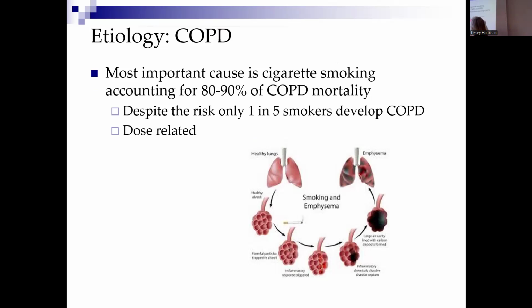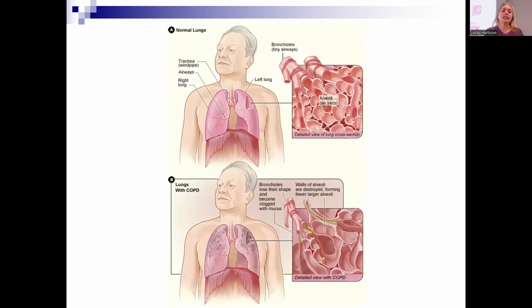And this kind of just shows some of the damage. You can't read it, but basically it destroys the alveoli. We don't really talk about exactly how it happens, but essentially the nice little sacs that exchange oxygen and carbon dioxide get destroyed, the little alveoli sacs. So lungs with COPD: bronchioles lose their shape and become clogged with mucus. The walls of the alveoli are destroyed, forming larger alveoli, and the oxygen exchange is just poor.